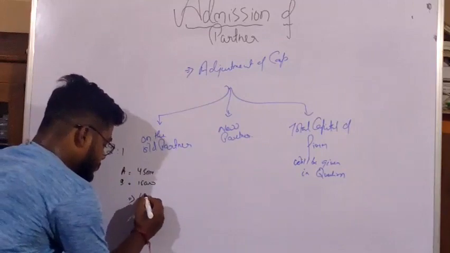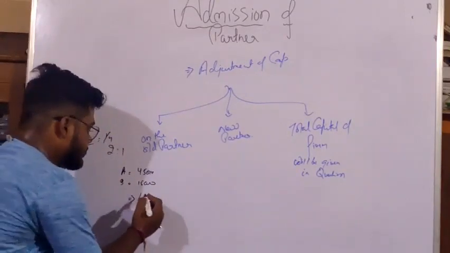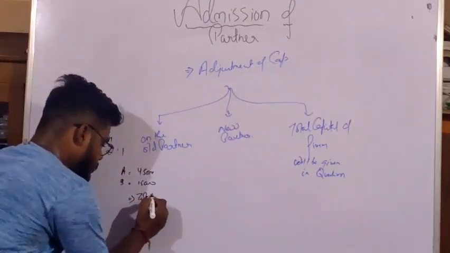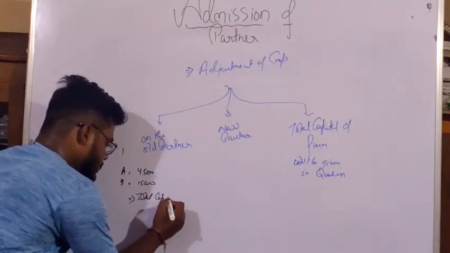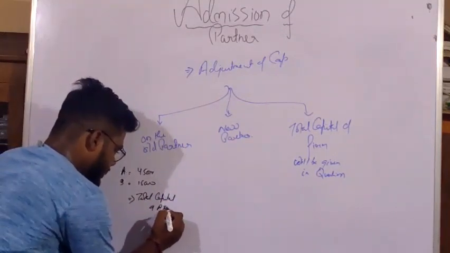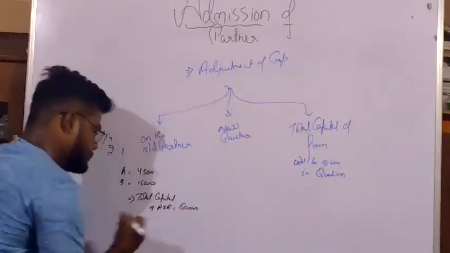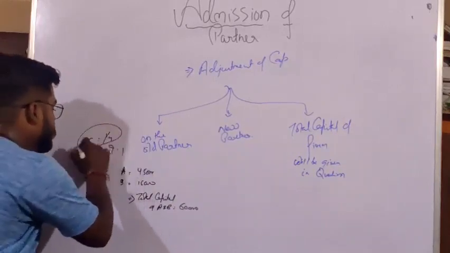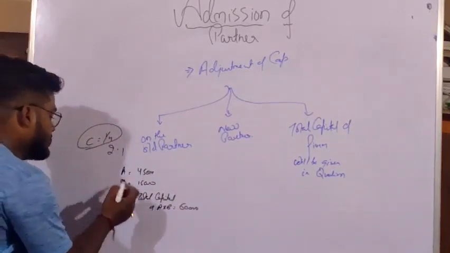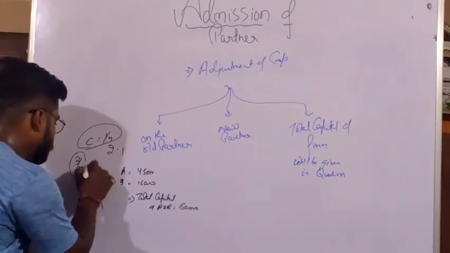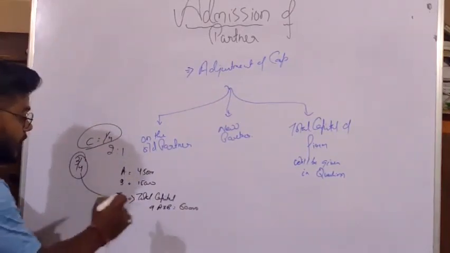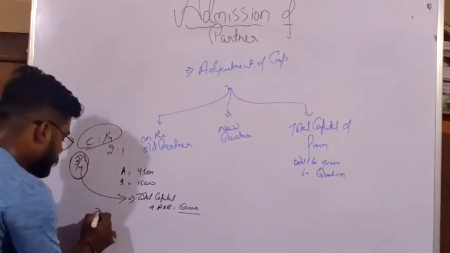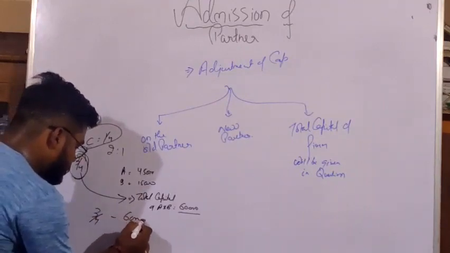Now let's calculate the total capital of A and B, which equals 60,000. Yes sir, 45 plus 15. Okay, now C is admitted for how much share? 1/4. That means the remaining 3/4 share is of A and B. Now A and B are bringing 60,000 for 3/4 share. For 3/4 share A and B are bringing 60,000.